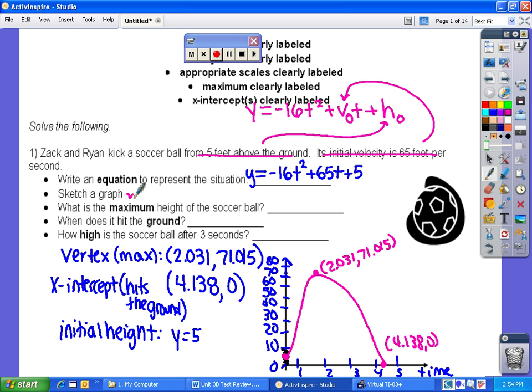So I sketched the graph, I wrote the equation. Now what's the maximum height? That's always the second number. So it's 71.015 feet. When does it hit the ground? That's this number. And that is at seconds.